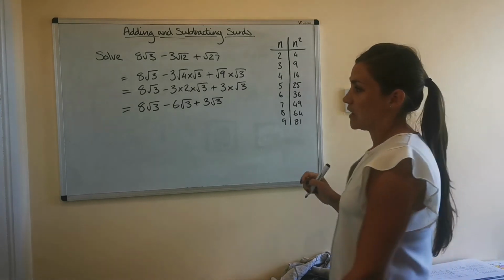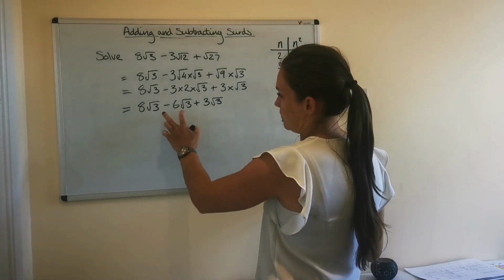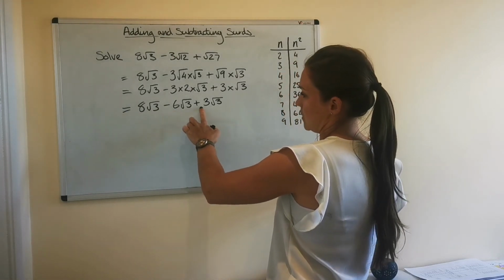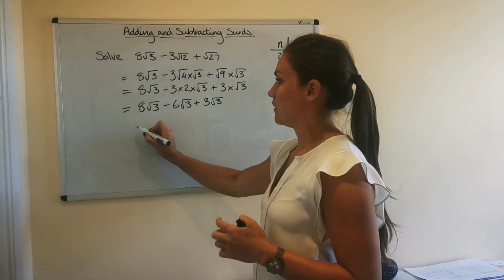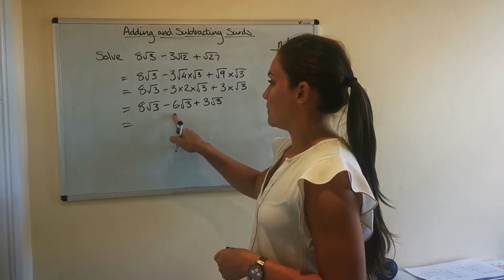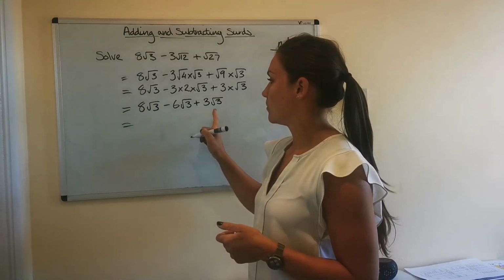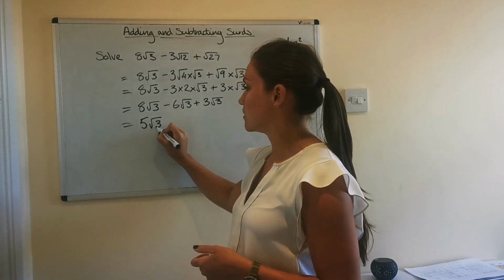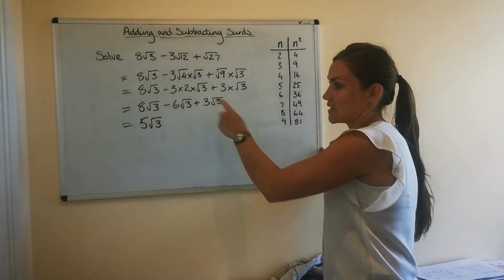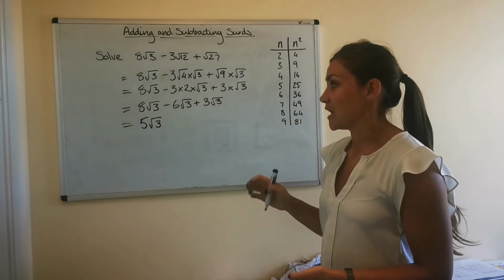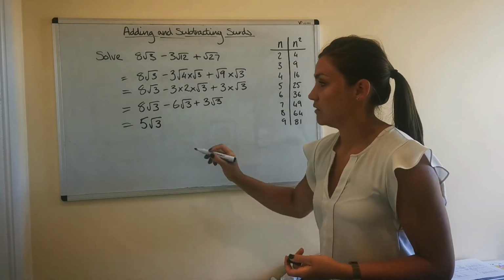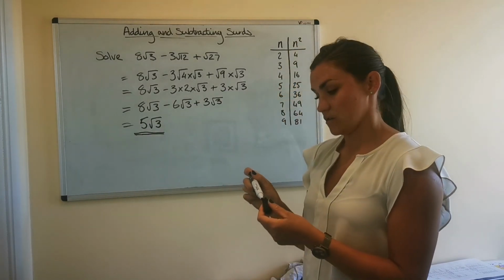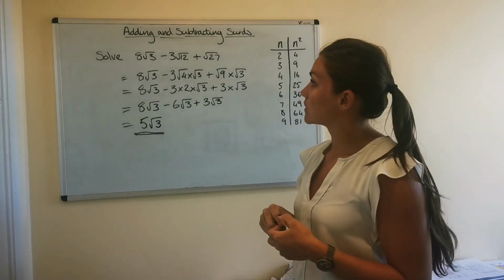So all you then need to do at that point is you don't really need to consider the root 3s, you would just do 8 take away 6 plus 3, so you can think of it as that type of sum. So 8 take away 6 is 2, plus 3 is 5, so altogether you have 5 root 3s. Just as if that was 8x take away 6x plus 3x, you would end up with 5x, right? So 5 root 3 is the final answer for that adding and subtracting surds question.